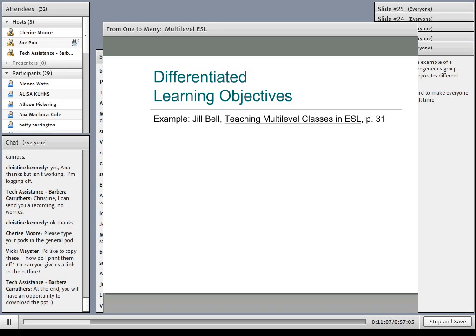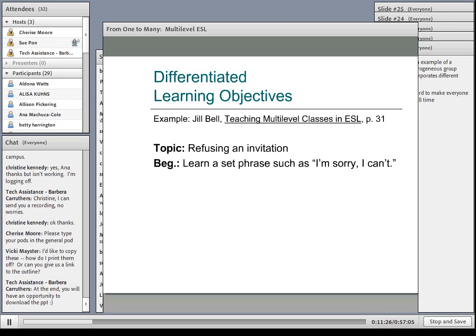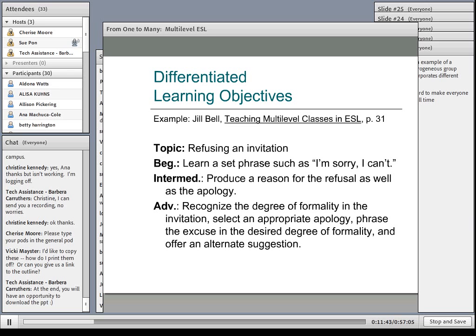Here's an example from Jill Bell of different learning objectives for a single lesson. The topic is reviewing an invitation, and then she provides a learning objective for each of 3 levels. The beginning students will learn a set phrase such as, "I'm sorry, I can't." The intermediate level students will add a reason for refusing the invitation. And the advanced students will address nuances in language formality, as well as suggest an alternative.